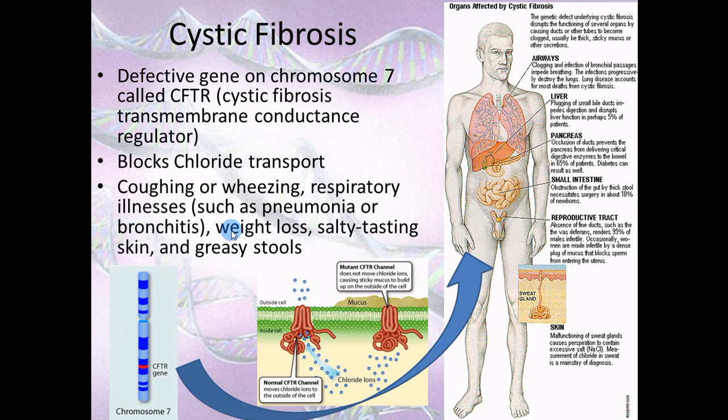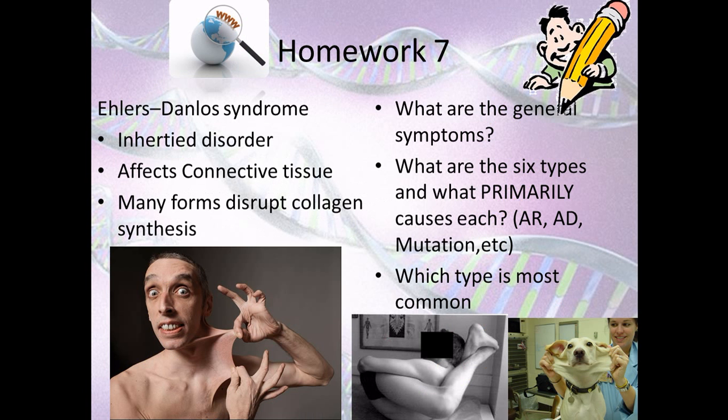Right? The next question you're going to answer is right here. So next homework question, number 7, is you're going to look up one of these diseases. It's called Ehlers-Danlos syndrome. It's an inherited disorder. It affects connective tissue. There are a lot of forms of it, but in all of the forms, what it does is it disrupts the collagen synthesis. So they can't make collagen efficiently.